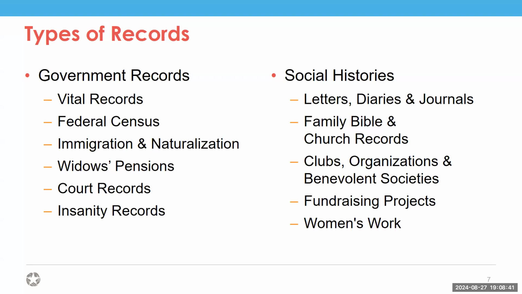While you're going to have to be a little more creative when looking for possibly relevant social histories like letters and diaries, family Bibles, church records, societies, fundraising projects, or women's work. So these are the sort of records that we are going to explore today. It is not a comprehensive list, though. This is just to give you examples for ideas of the sort of places that you can look, but also be aware that just because these records exist does not mean that they will exist for your ancestor. These are just ideas of the sort of things that could possibly be out there.